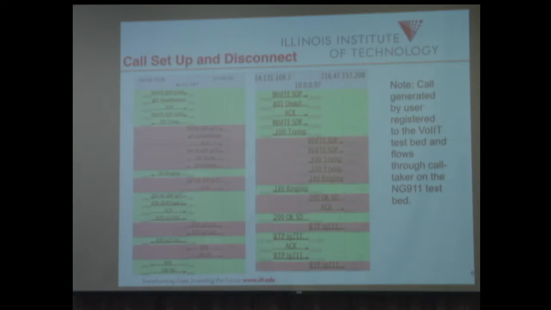And this trace is being taken on the cloud. So over here it follows through, goes all the way in, and this call is actually a test call that is placed from a Voice over IP user to the NG911 network. So that is what we were able to accomplish.